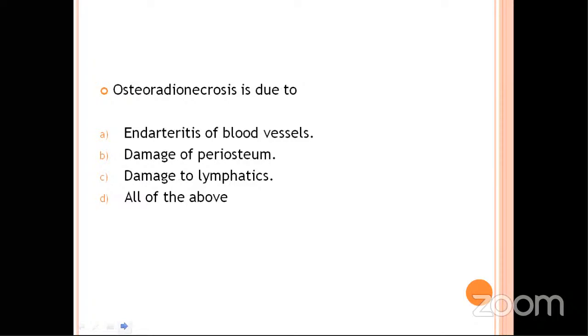Osteoradionecrosis is due to endarteritis, damage of periosteum, damage to lymphatics, all of the above. So it's only endarteritis. Okay, it is due to hypocellularity, hypovascularity, hypoxia, and in recent days there is one more theory for osteoradionecrosis, that is the fibroatrophic theory. Okay, the fibroatrophy, apart from hypocellularity, hypovascularity, and hypoxia.